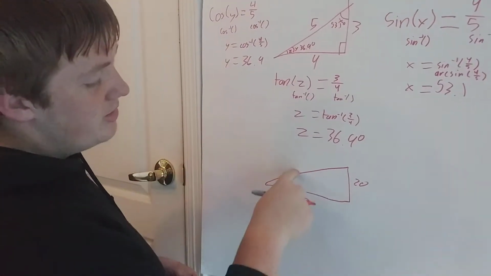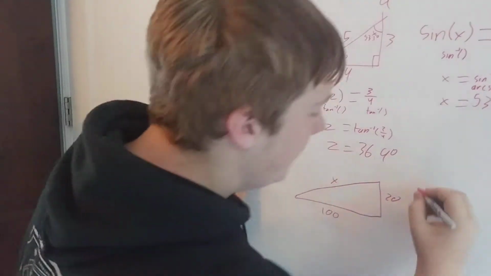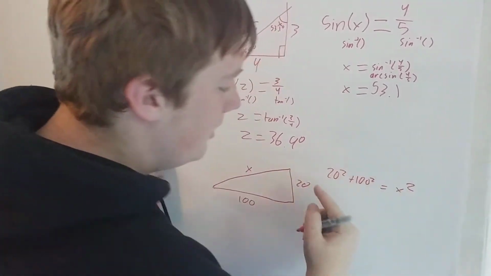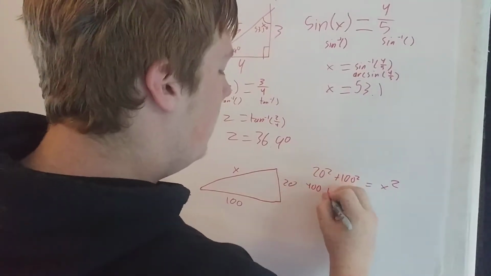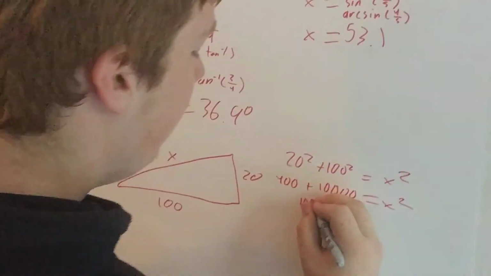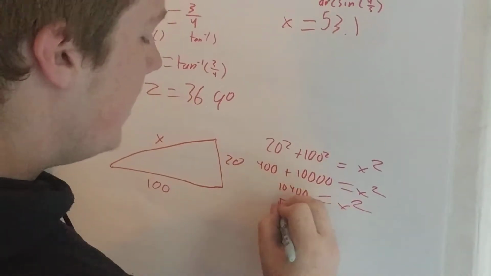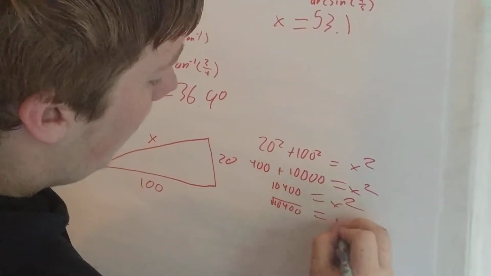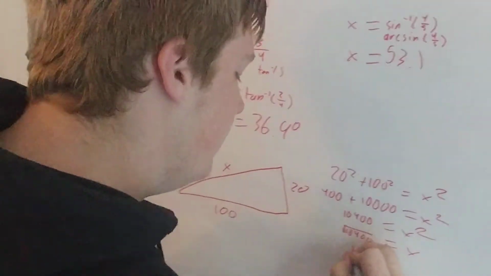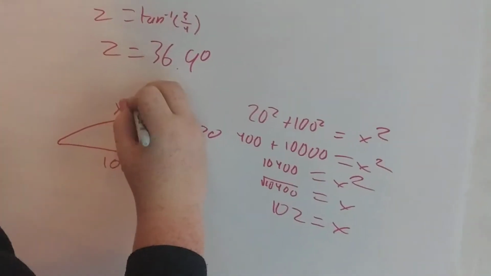So, first off, we need to find this x. We can do that by doing the Pythagorean theorem. 20 squared plus 100 squared is equal to x squared. This is 400 plus 10,000 equaling x squared. So therefore, 10,400 equals x squared. Square root both sides. And this all equals out to 101.9, but we'll use 102. Alright, we can plug in 102 for x here.